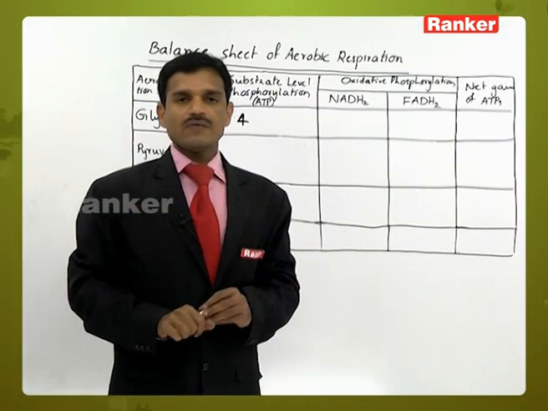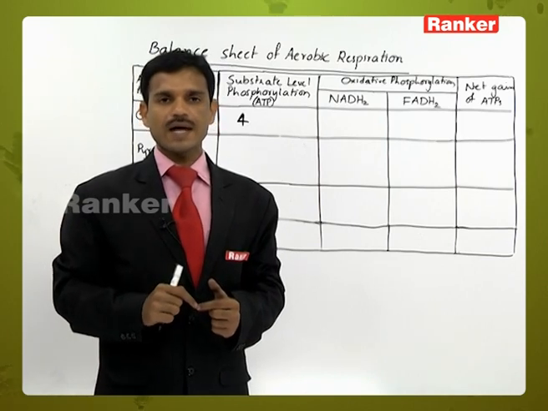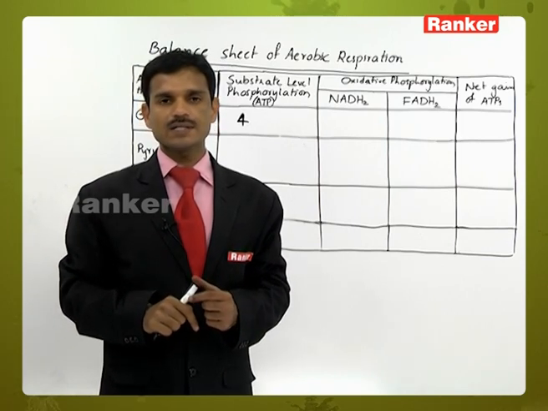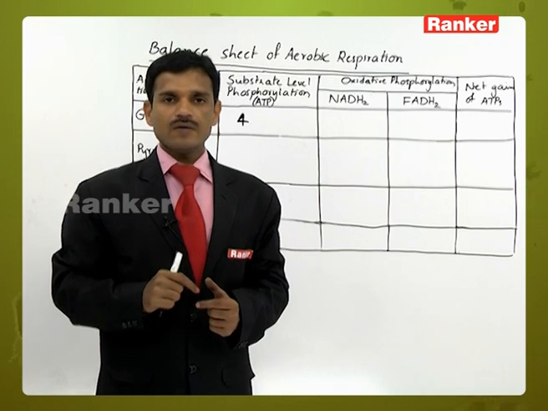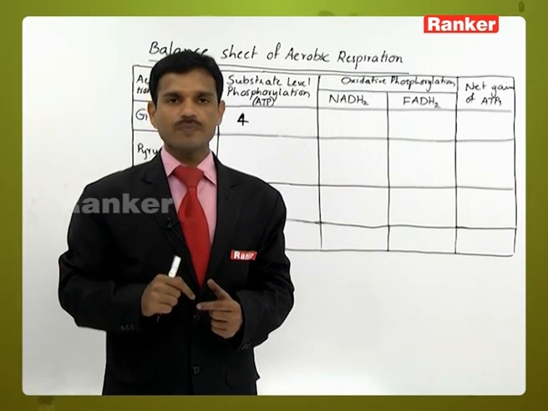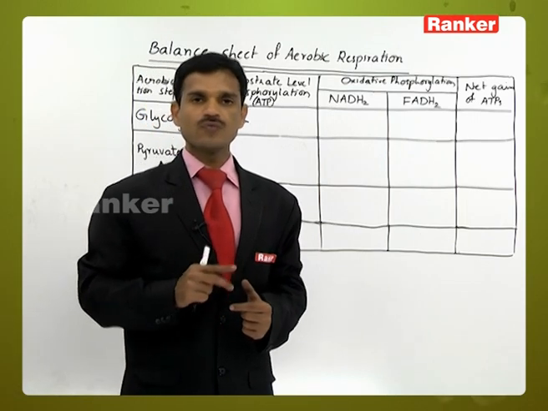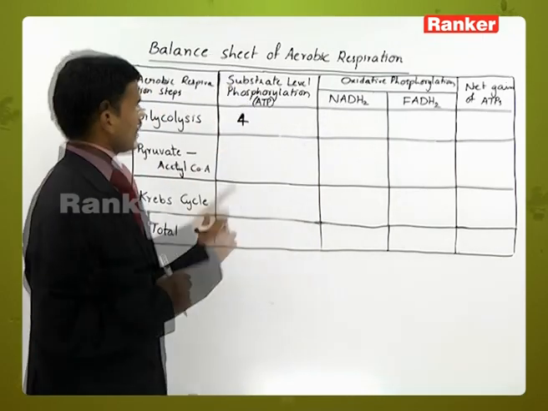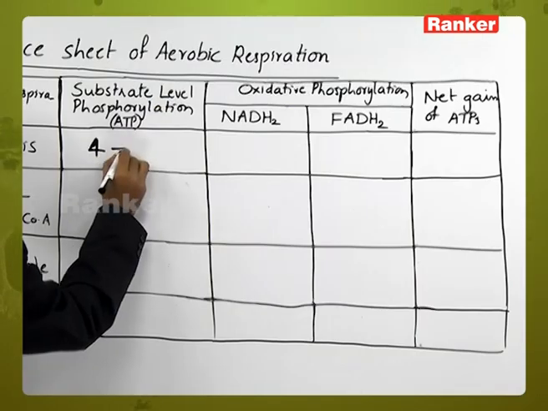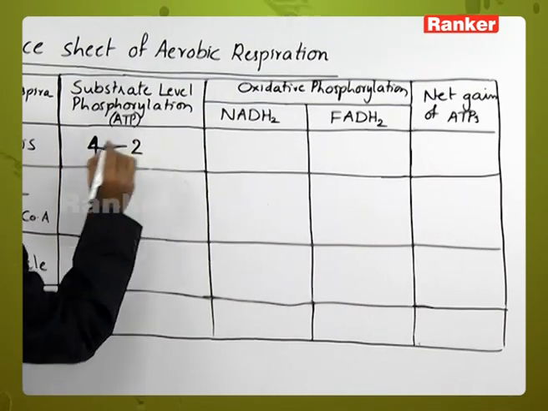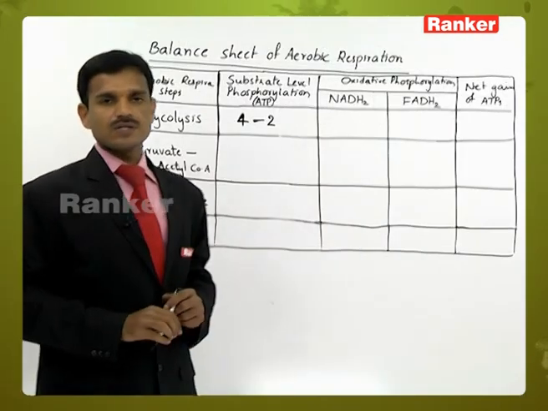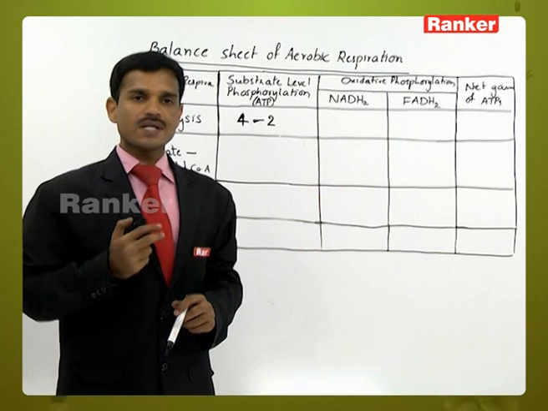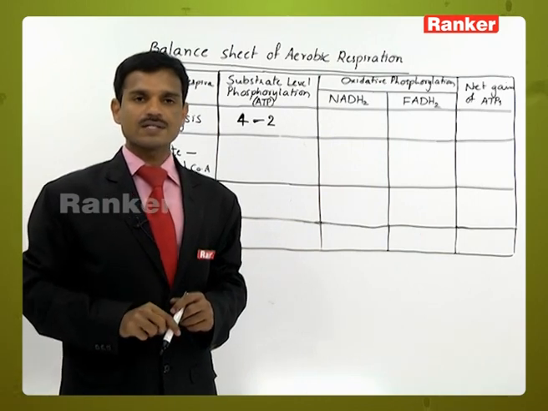So, between 1,3-bisphosphoglyceric acid to 3-phosphoglyceric acid and phosphoenol pyruvic acid to pyruvic acid, at 2 points 4 ATPs are synthesized and 2 ATPs are consumed, 2 ATPs are utilized. So, where are they utilized? The first and third steps of glycolysis.